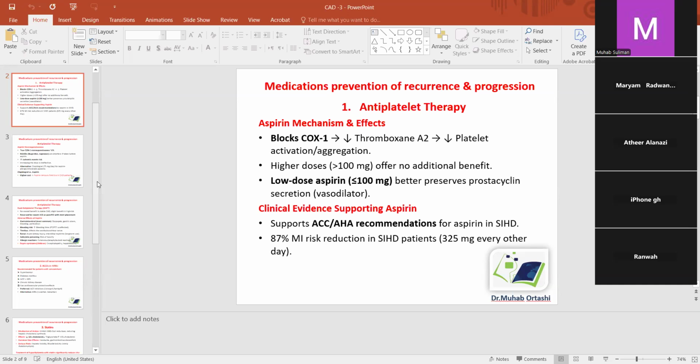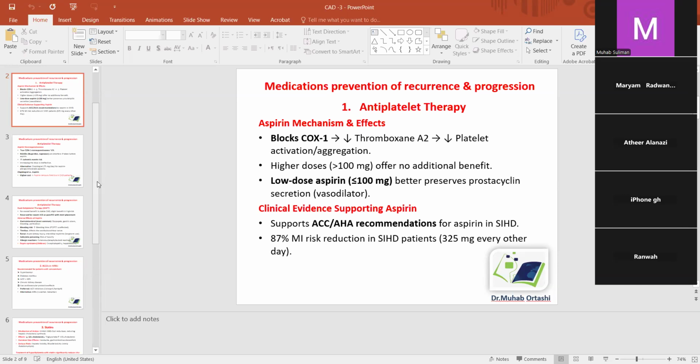We use the drug with a low dose. Effective dose اللي هي less than 100 mg. If we increase the dose it will not give additional benefit. وبالتالي كل ما نزيد الدوز it will give other effects, لكن it will not give more effect as antiplatelet effect. وبالتالي we need to use a low dose.